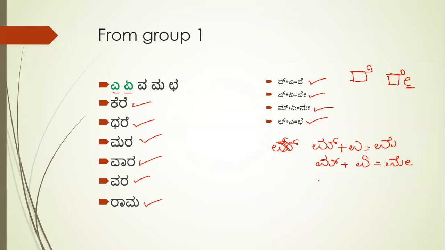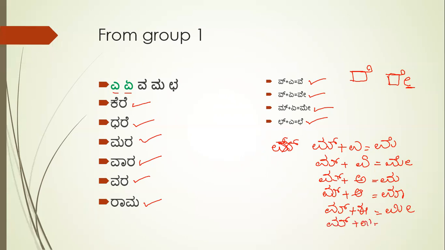Okay. Then I'll take the previous vowels also. Ma plus a is equal to ma, and ma plus big E is equal to me. It should be like this. And ma plus u is equal to mu, like this it should be. And ma plus big U should be mu.